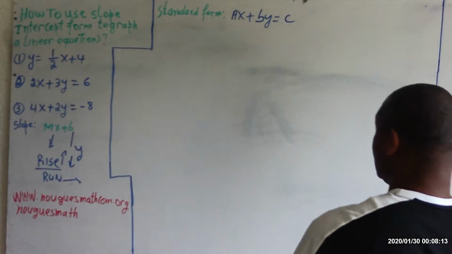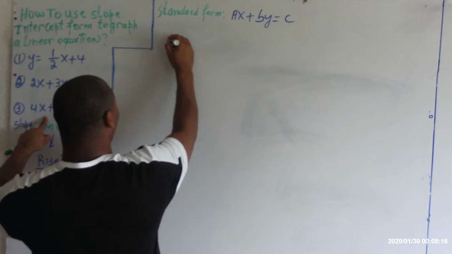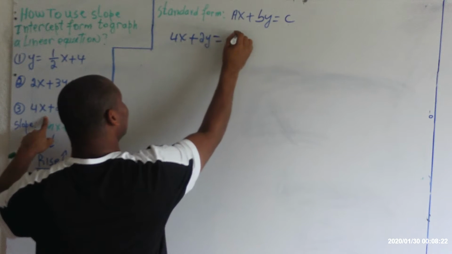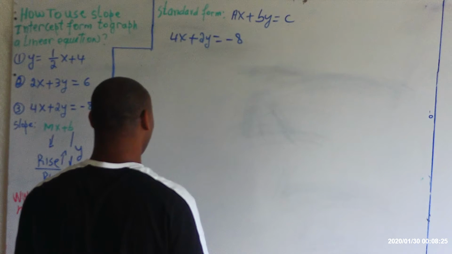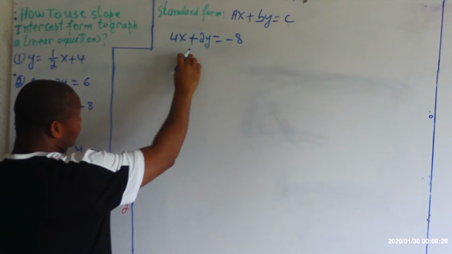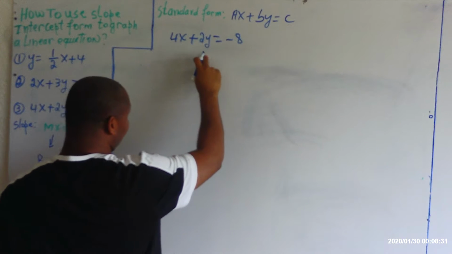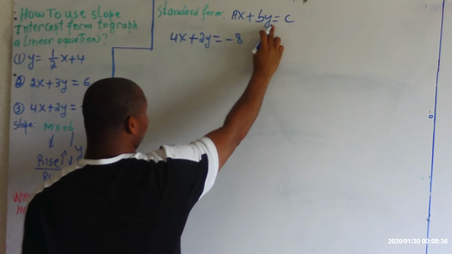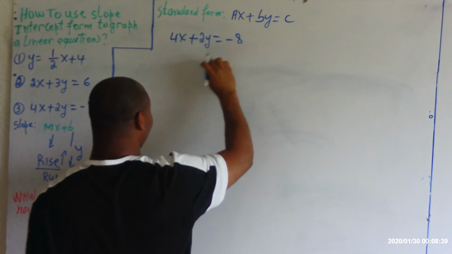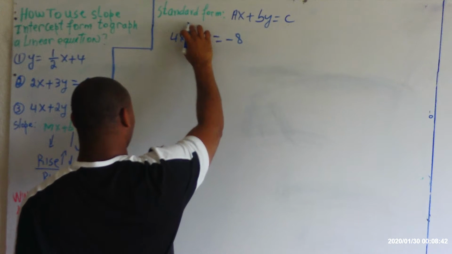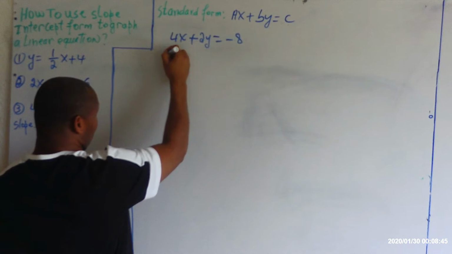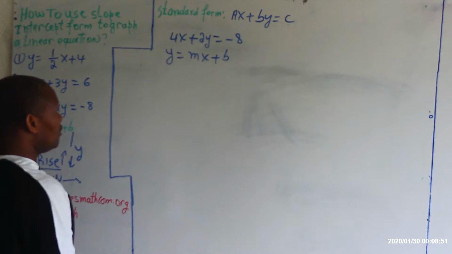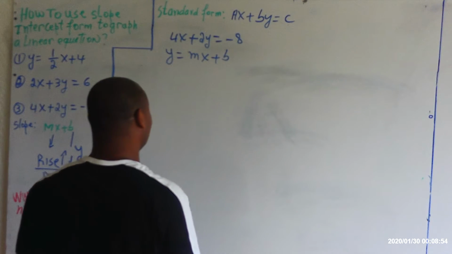Alright, the last exercise is we have 4x plus 2y equals negative 8. Okay, we have a standard form. This linear equation is in standard form because it's presented as ax plus by equals c. So I need to convert this linear equation to y equals mx plus b. Remember that. I'm going to convert it.